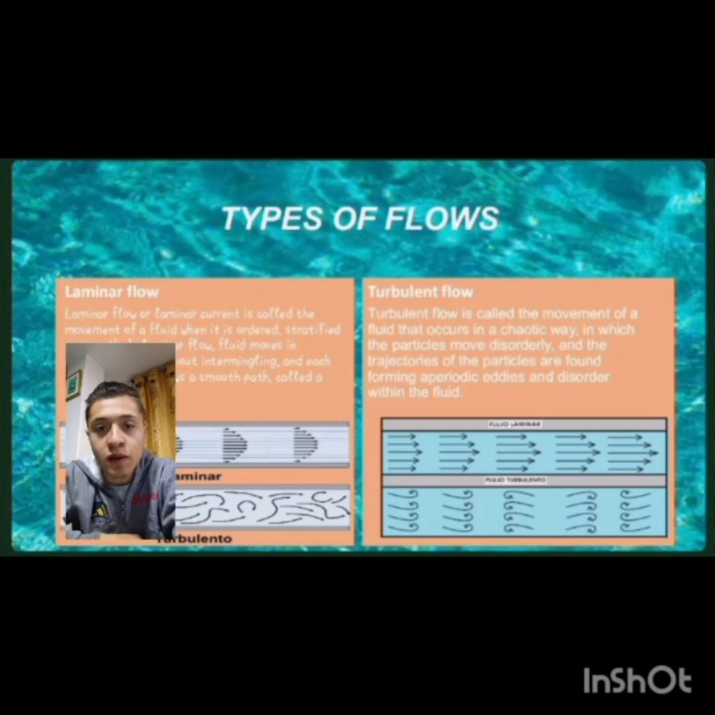Turbulent flow. Turbulent flow is the movement of a fluid that occurs in a chaotic way, in which the particles move disorderly and the trajectories of the particles form aperiodic eddies, with disorder within the fluid.